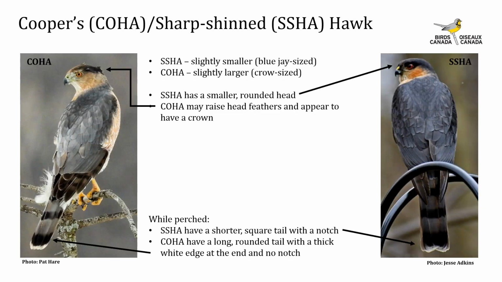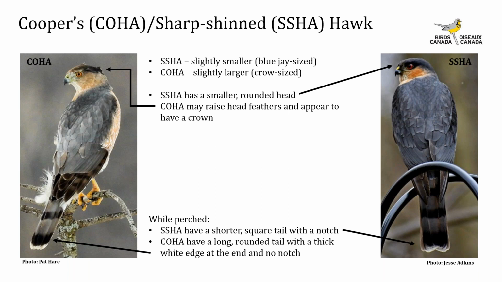So these are two very similar looking hawks, and so the best way to identify them is by size. The sharp-shinned hawk is a slightly smaller hawk at about 10 to 14 inches, and it's about the size of a blue jay or a mourning dove. The Cooper's hawk, on the other hand, is about 15 to 20 inches in length and about the size of a crow. When perched, the sharp-shinned hawk has a smaller head and always maintains that rounded head shape that you see in the photo there.